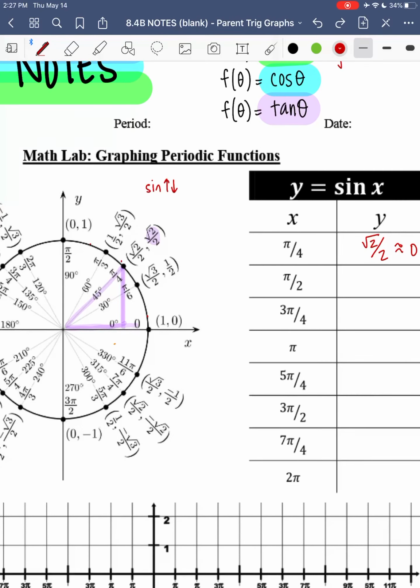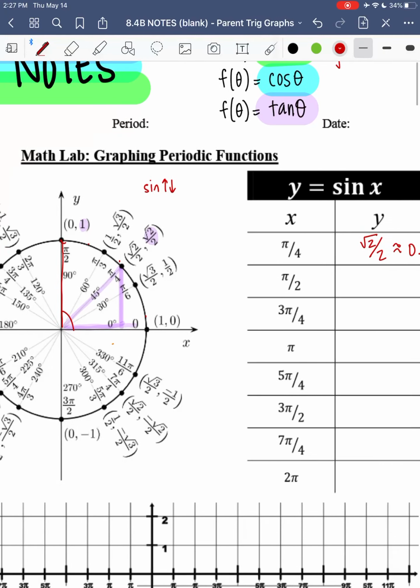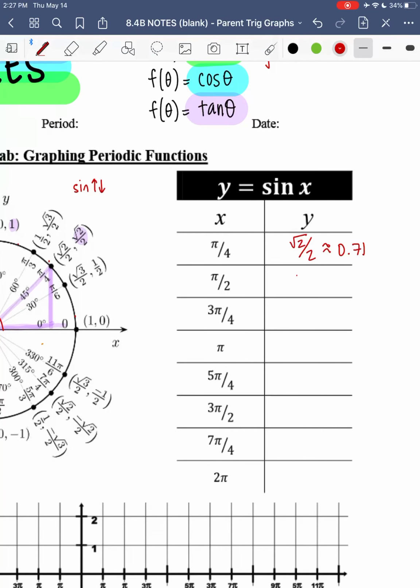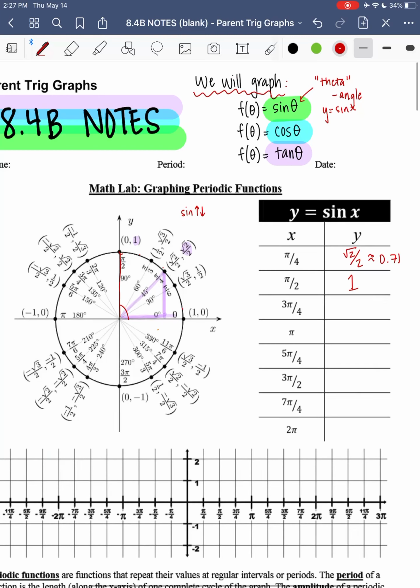Okay, pi halves. Oh, look, that's what we were just looking at. Here's the angle pi halves right here. So we're looking at the y coordinate. So sine of pi halves is 1. That's a really important one to remember. We'll keep looking at this. Sine of 3 pi fourths. Here's 3 pi fourths right here. So we're 3/4 of the way around the top.